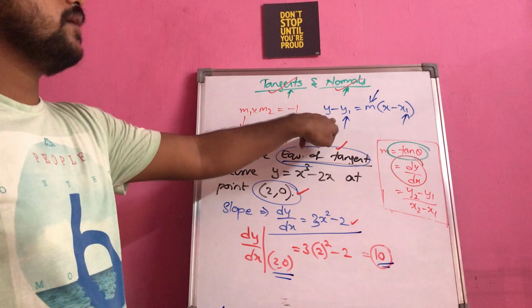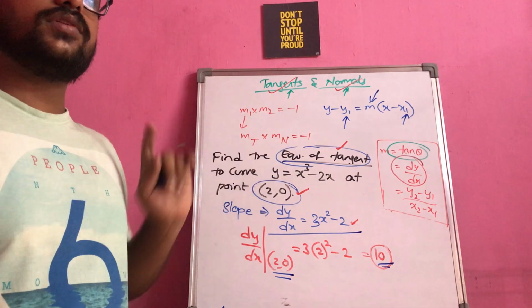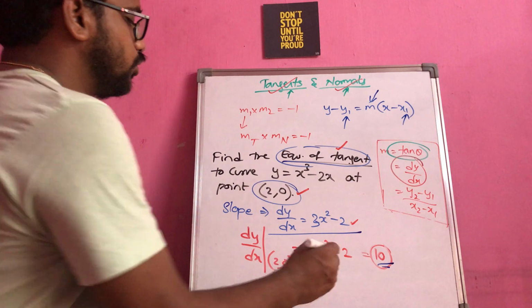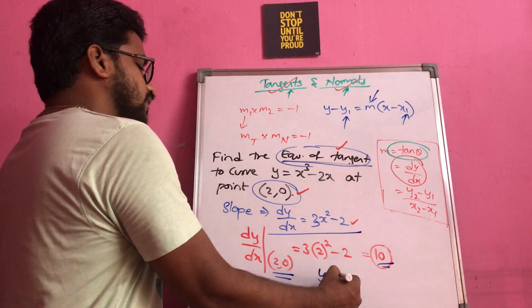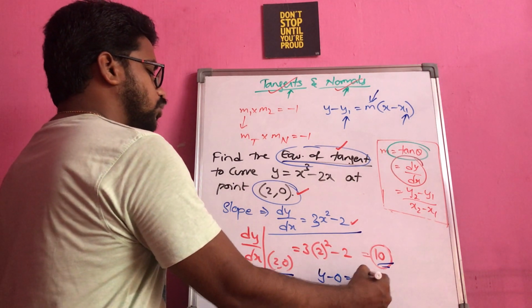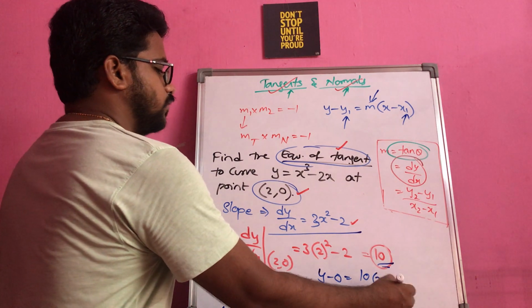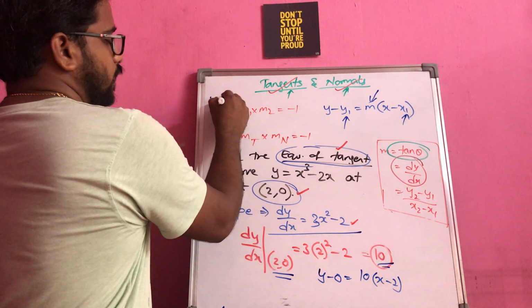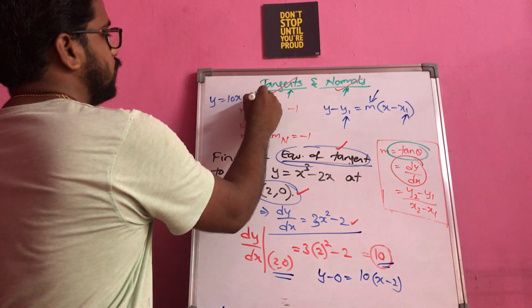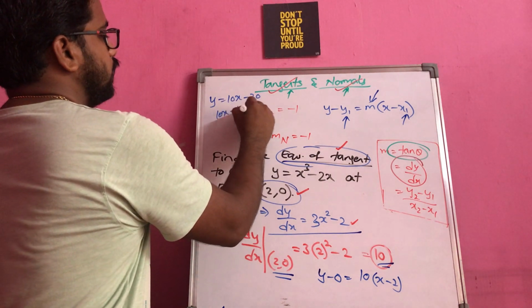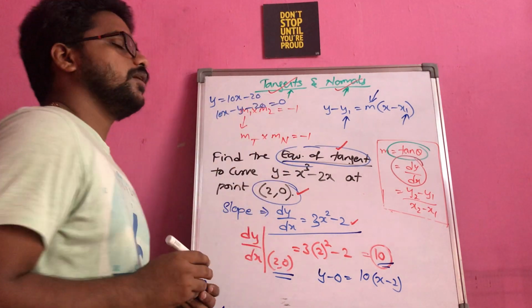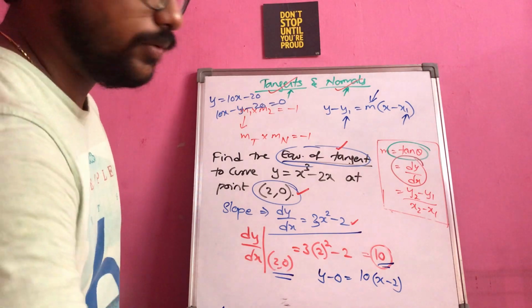So you can use the same formula again to find the equation of the required tangent. y minus y1, that is 0, is equal to slope times x minus x1. So you get the equation y is equal to 10x minus 20. You can bring everything to one side: 10x minus y minus 20 is equal to 0.